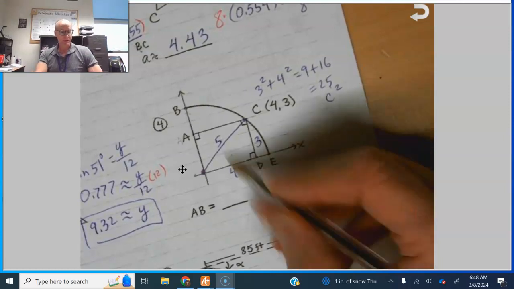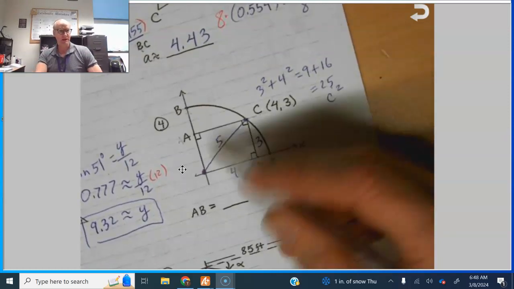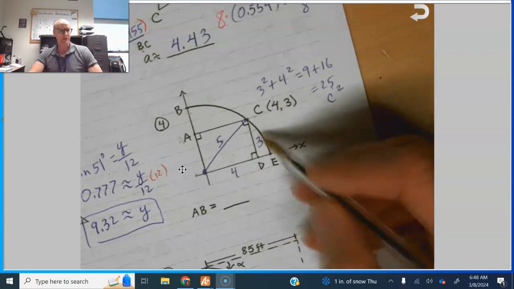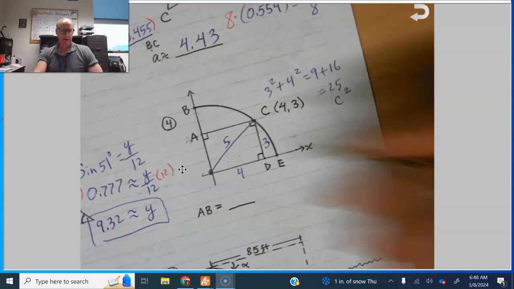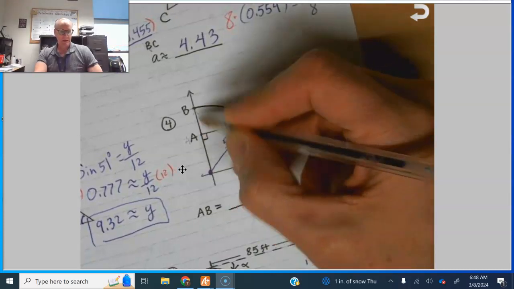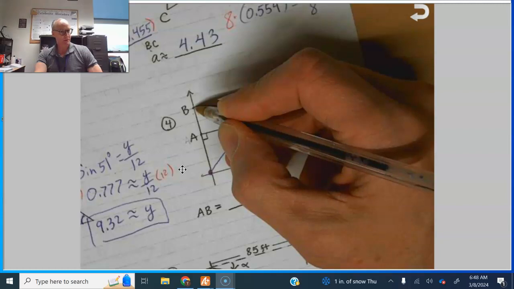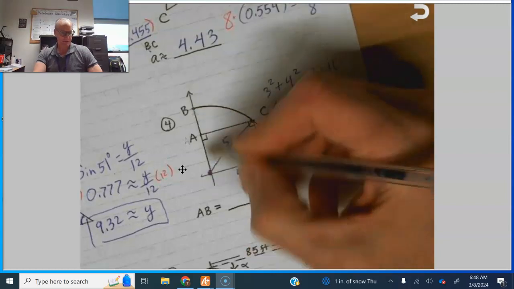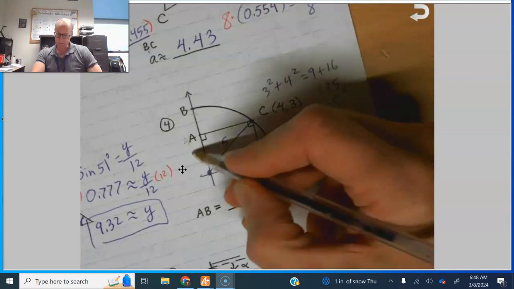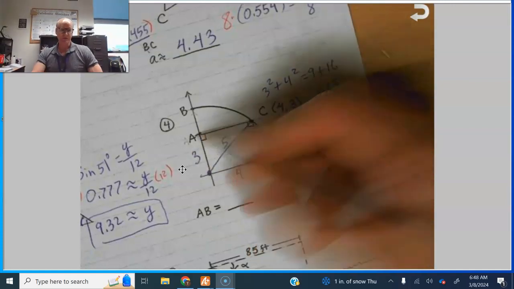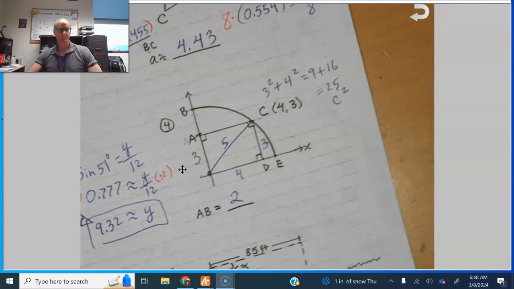You could double it, you could triple it, you could multiply by any number, and it'll still be a right triangle. Anyway, we are interested, though, in the distance from A to B. So you need to think about it a little bit. We know that this distance is also 5. And we know that this distance is 3, and so is this one. That gives you the answer, which of course is 2 units.